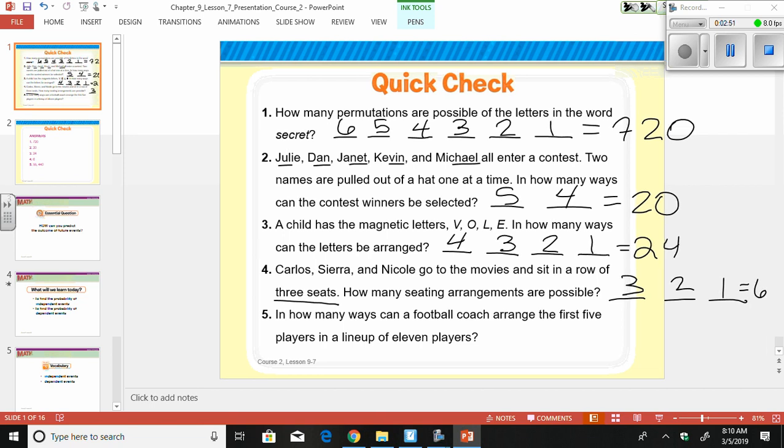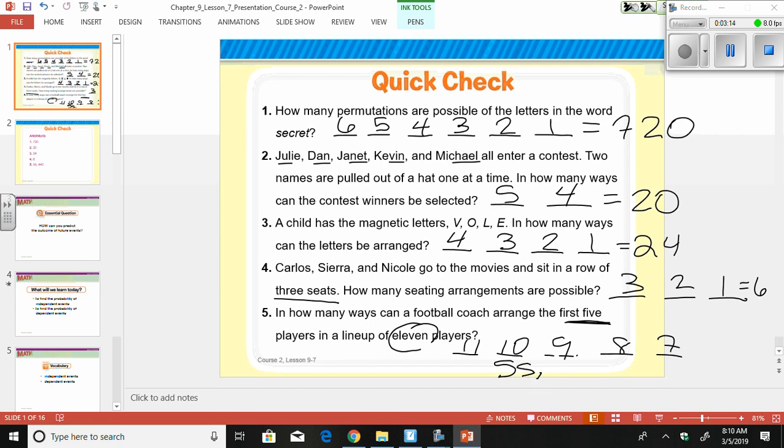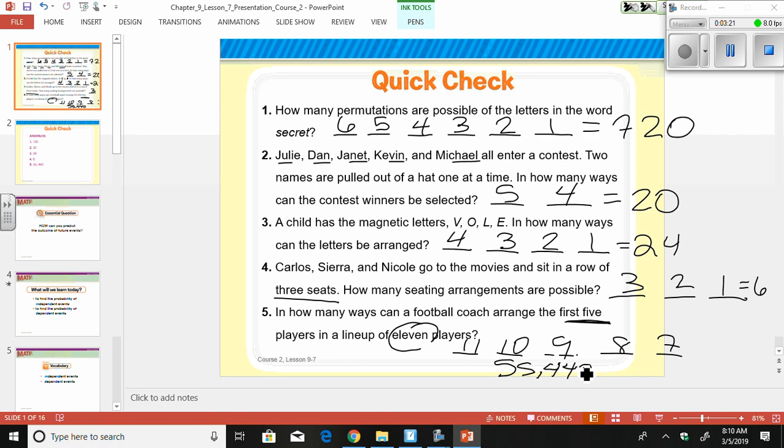And how many ways can a football coach arrange the first 5 players in a lineup of 11? So first 5 of 11. So 11 times 10 times 9 times 8 times 7. We get 55,440 different ways to arrange the first 5 players.